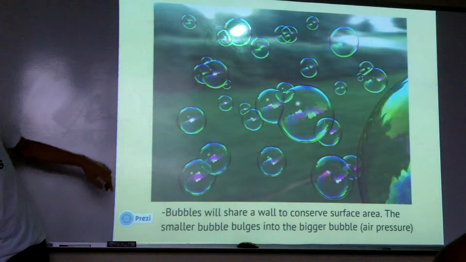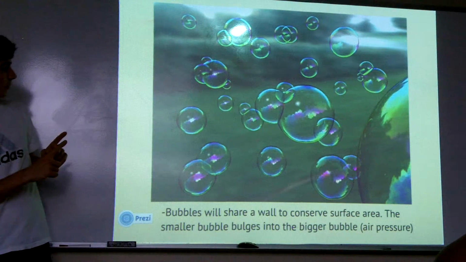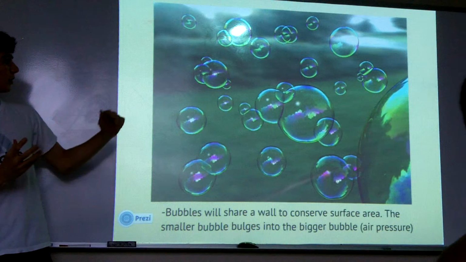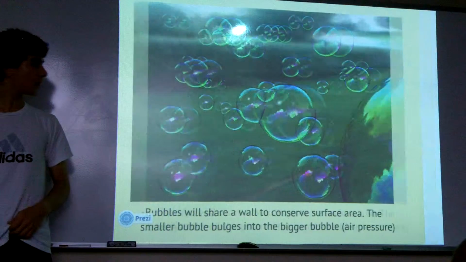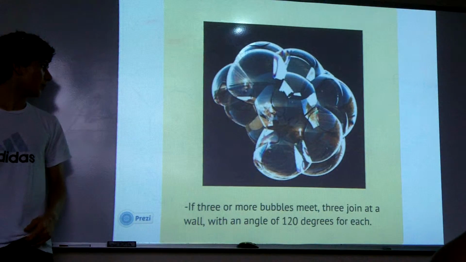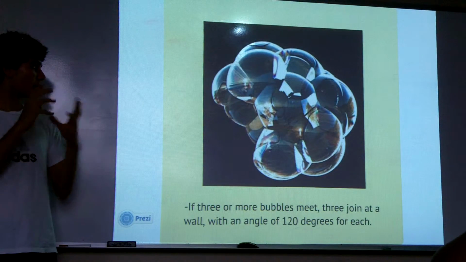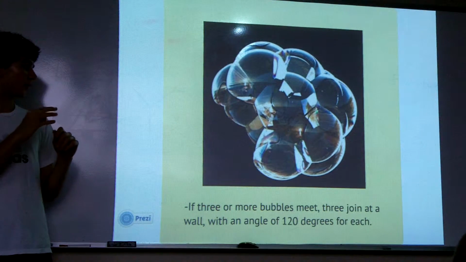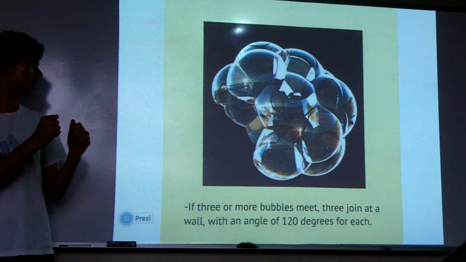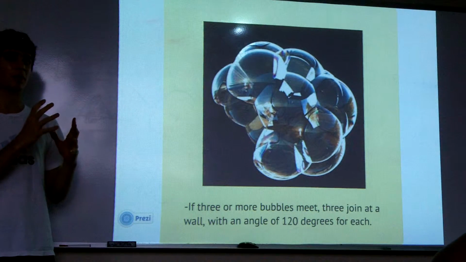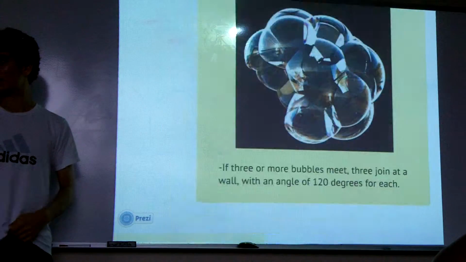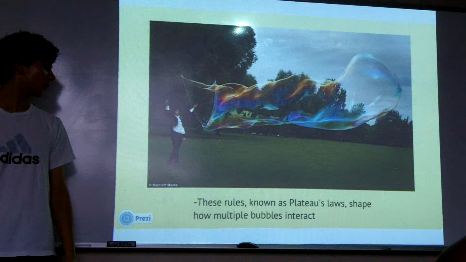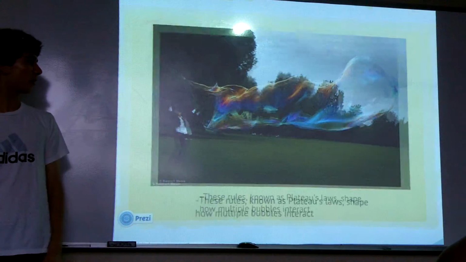So these are just various different soap bubbles. As you can see, when 2 of them connect, they share a wall to conserve surface area, and one will bulge into the bigger one if they're different sizes. And of course, as more get on, you get really cool shapes. If you have 3 or more, 3 at a time will meet on one wall and form 120 degree angles, all to save space so they only use one surface area. All of these laws are known as Plateau's laws. This is very impressive.